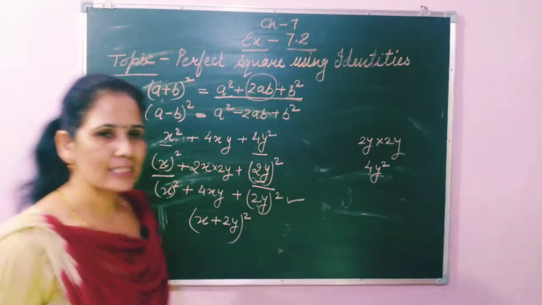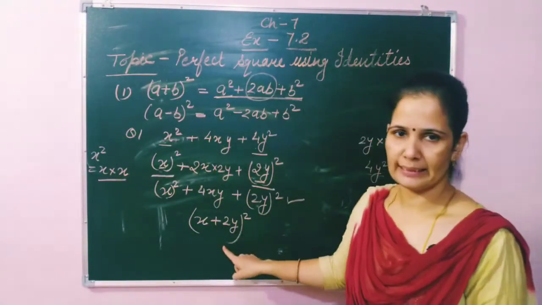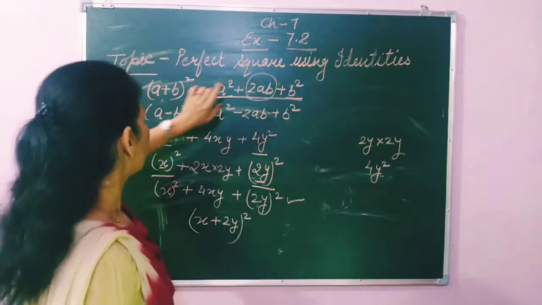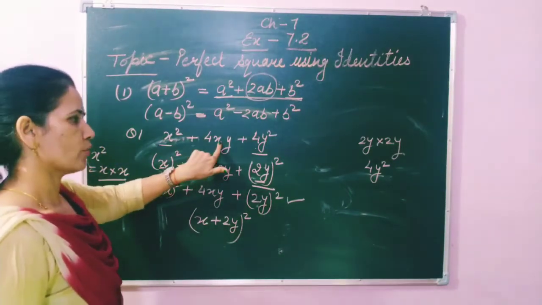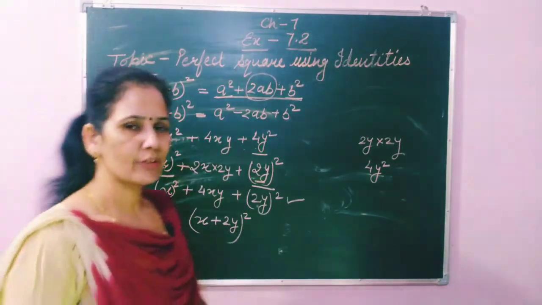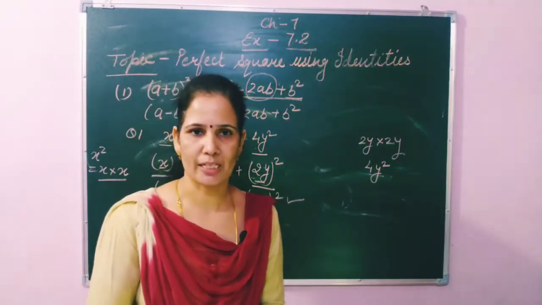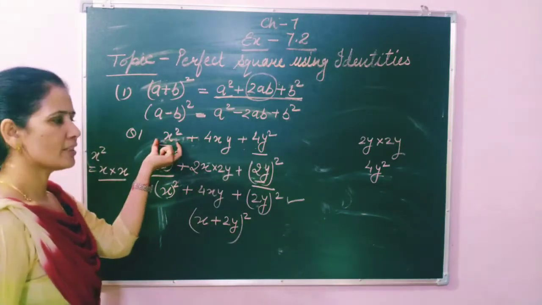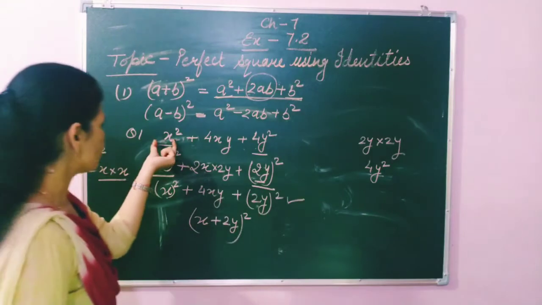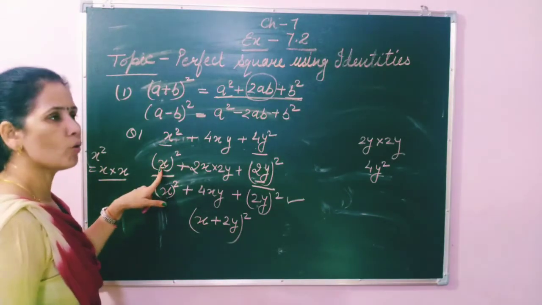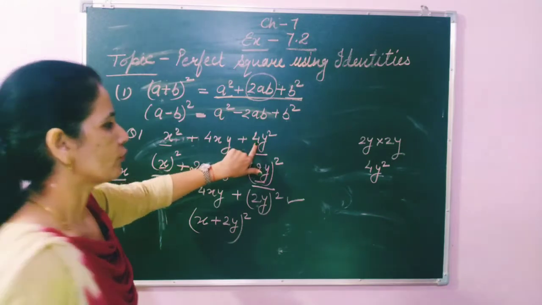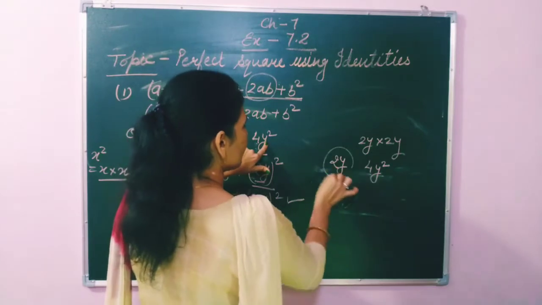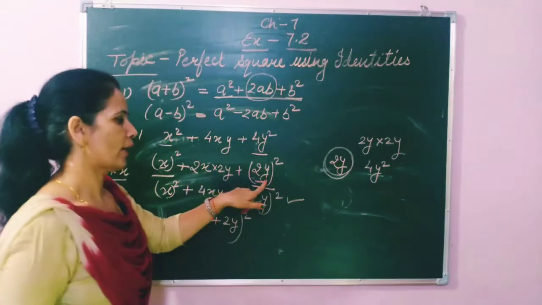Okay students, so like this we will make the factor by using this identity. How did I do it? I repeat again, pay attention. They have given x square plus 4xy plus 4y square. Whenever you are going to start factoring a given algebraic expression, first of all observe the perfect squares. So x square is a perfect square, and 4y square: x square means x whole square, and 4y square is the perfect square of 2y. So we will write here (2y) whole square.